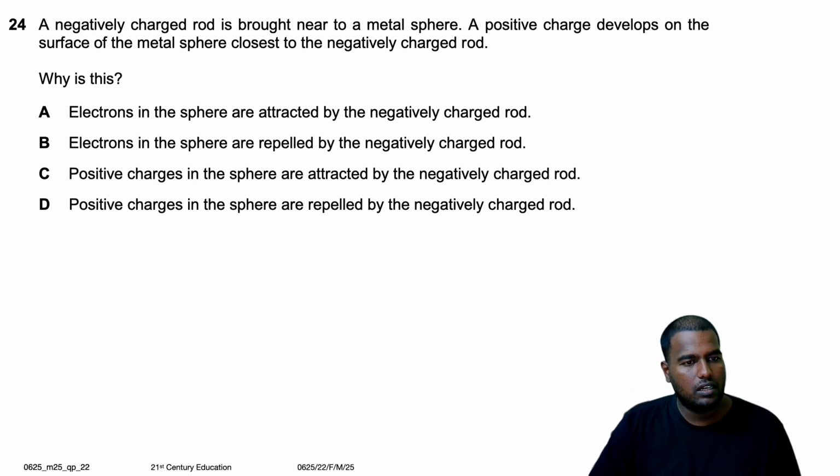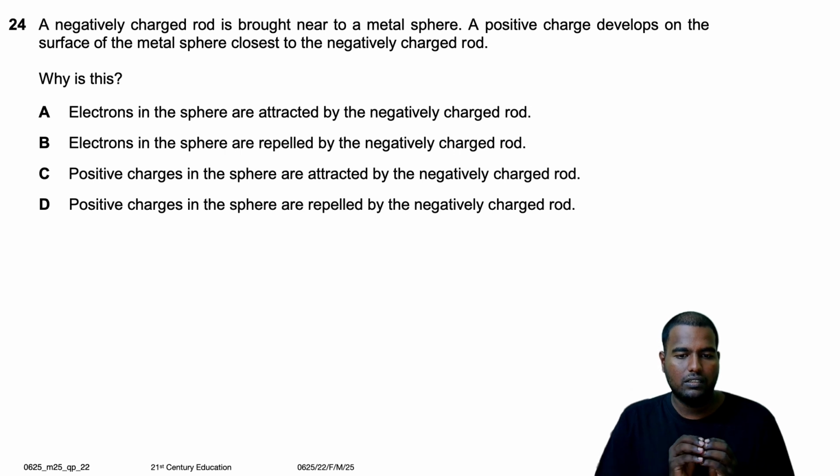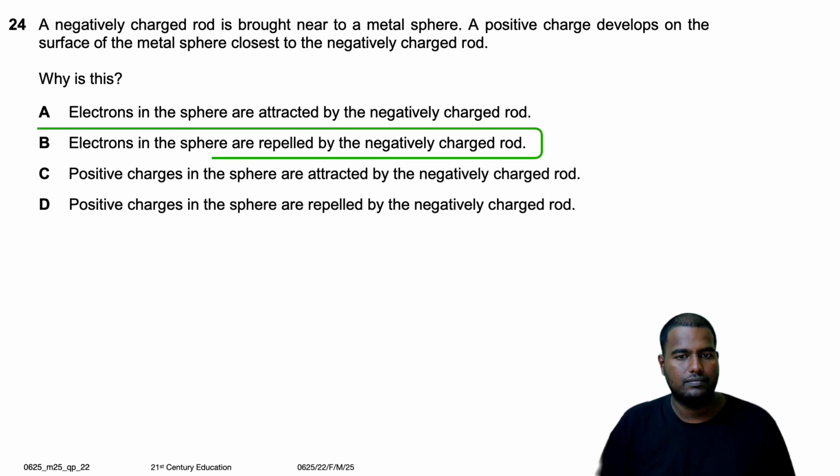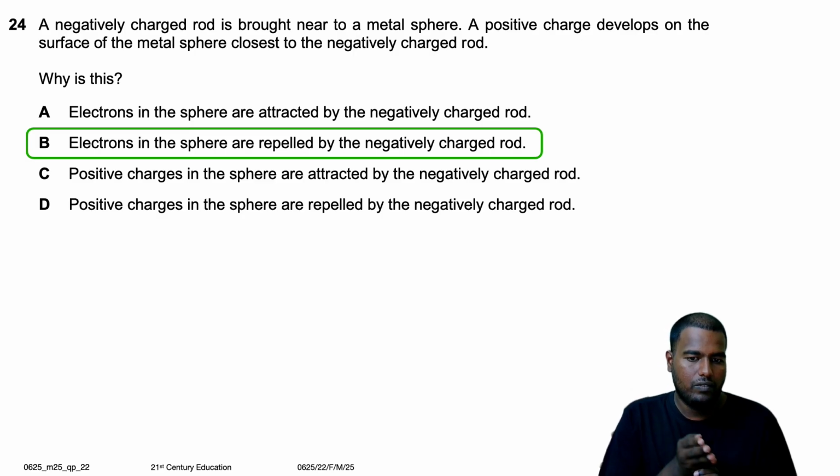A negatively charged rod is brought near to a metal sphere. A positive charge develops on the surface of the metal sphere closest to the negatively charged rod. Why is this? This is because the electrons in the sphere are repelled by the negatively charged rod. So the electrons in the sphere will go to the other end. So the positive charge will form here, and the negative charge will go to the other end. Option B.